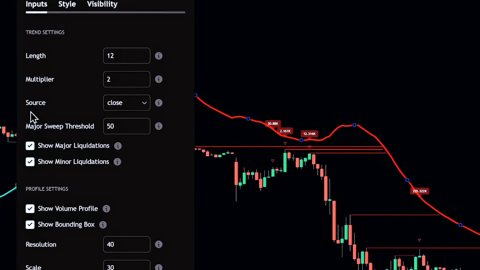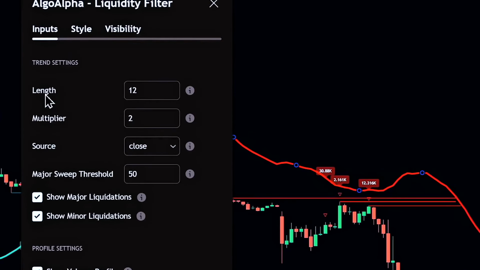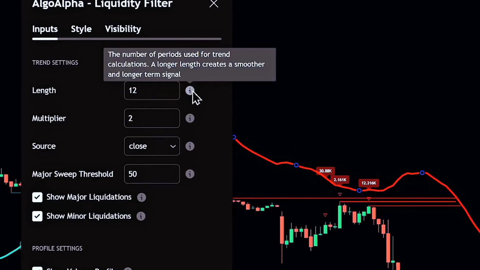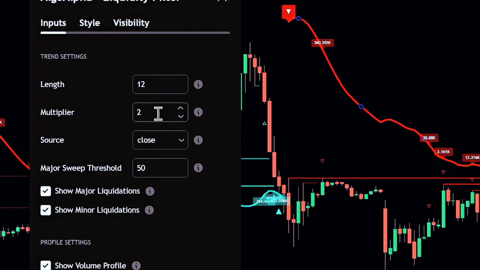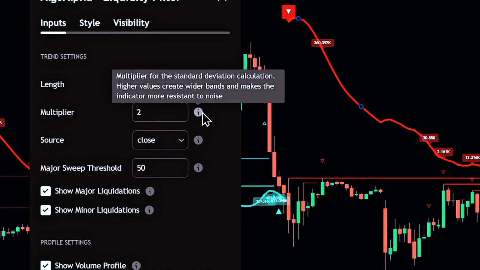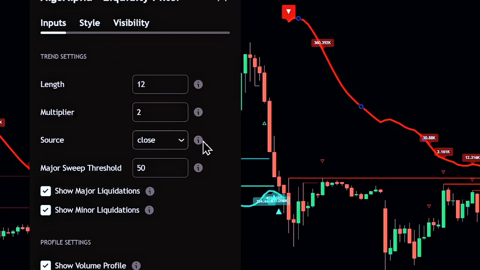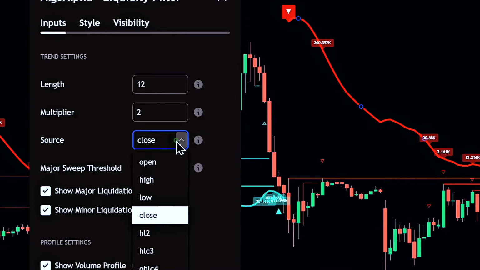The length setting controls how many periods the indicator uses to calculate trends. A longer length gives you a smoother long-term trend ribbon. A shorter one makes it more sensitive to price changes. The multiplier adjusts the standard deviation for the bands. Higher values widen them, filtering out noise. The source setting lets you choose which price data, like close, high, or low, the indicator uses.